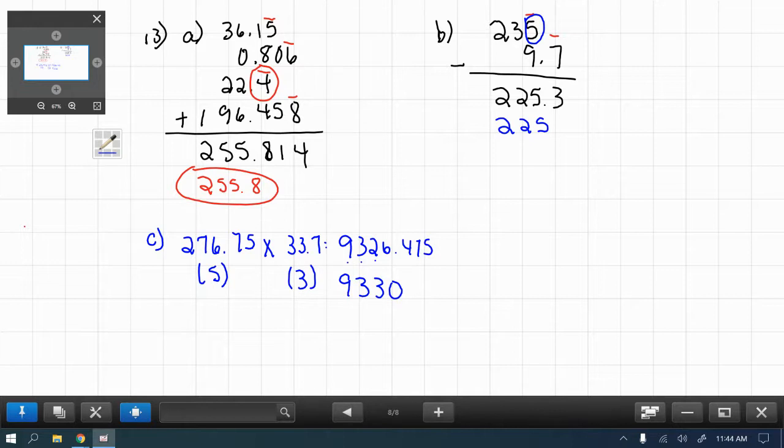So multiplication and division are not by the decimal place. They're by how many significant figures are in the original numbers. So D would be the same factor. I got 479.1 for that. This is my division.